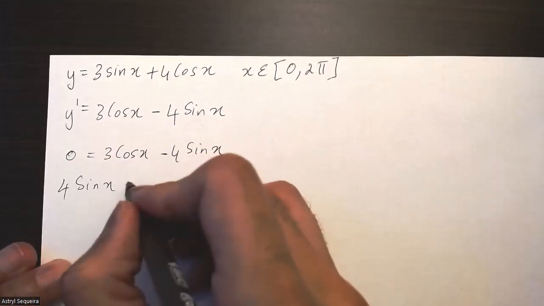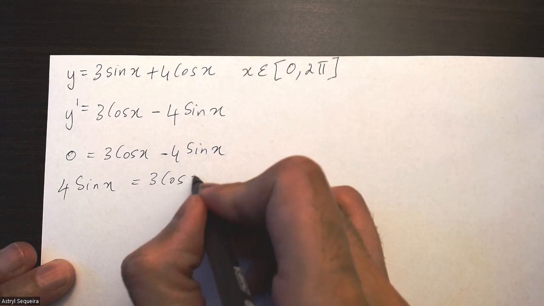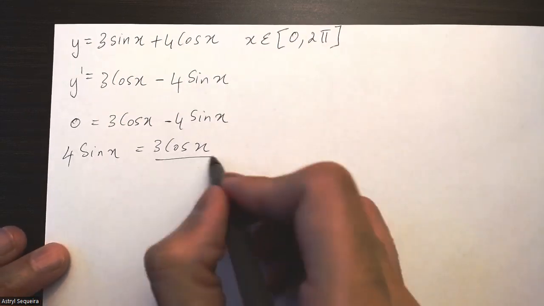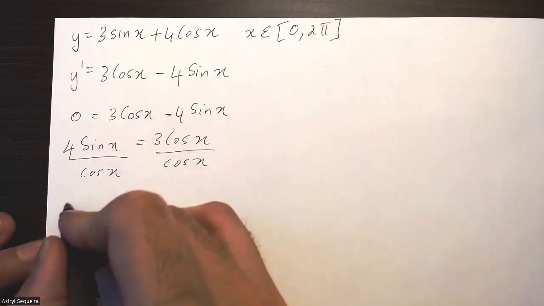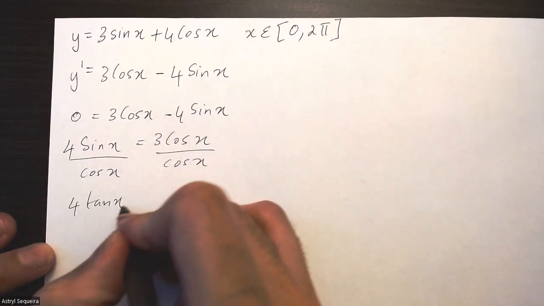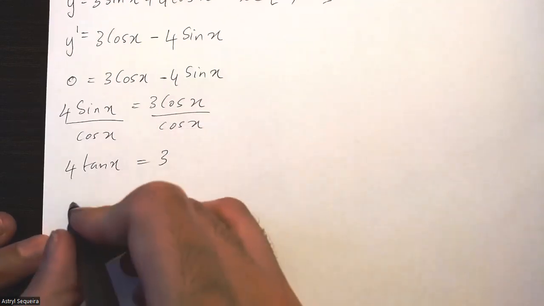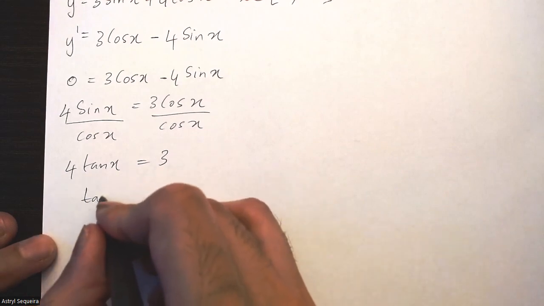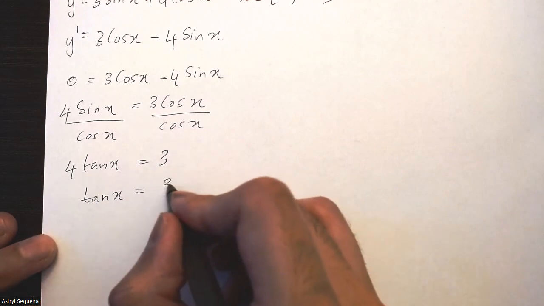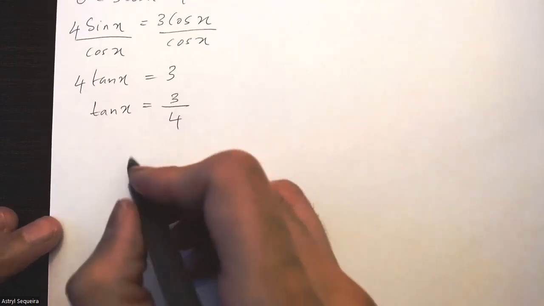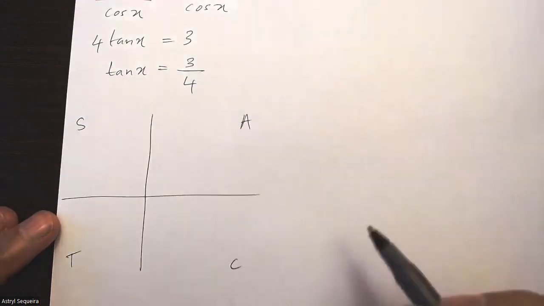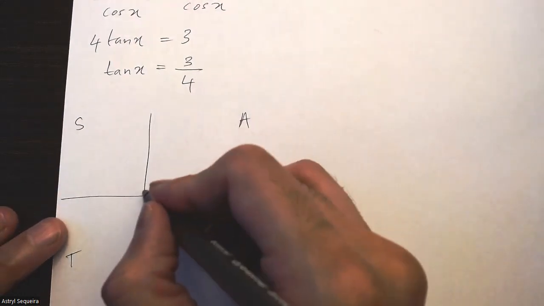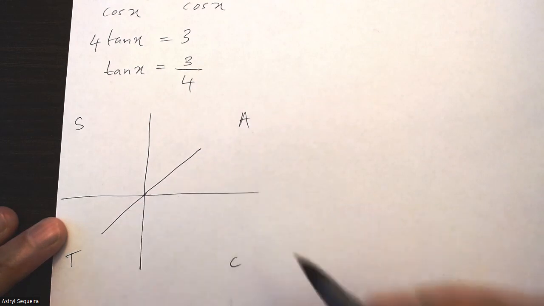I'll move this to the other side. Divide both sides by cos x. Then divide both sides by the 4 on the other side, so that tan x equals 3 over 4. Again, I have to use my CAST rule over here to solve this. Pretty much almost identical to the previous question. Tan is positive in the first and the third quadrant.